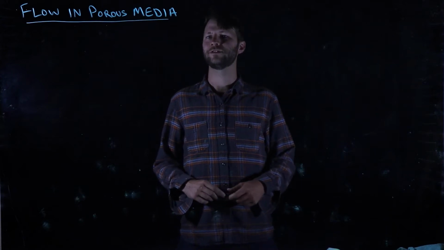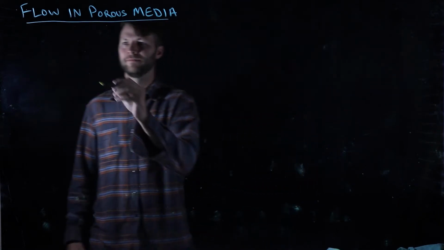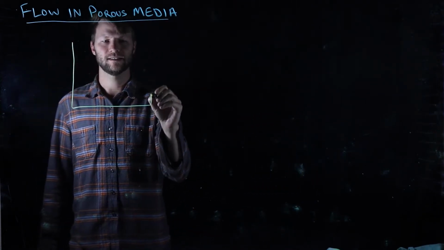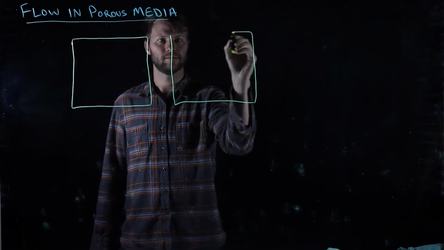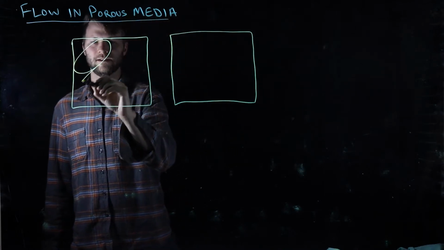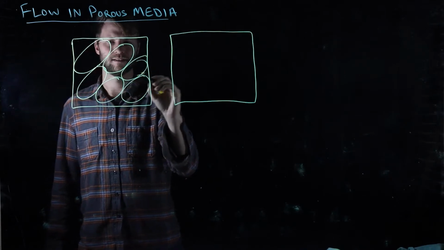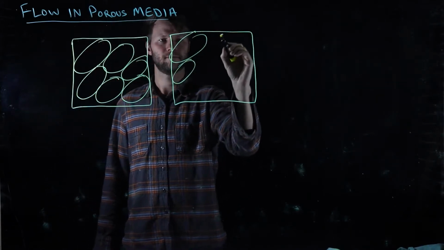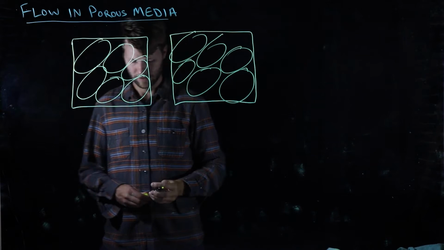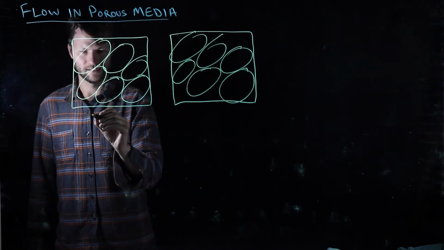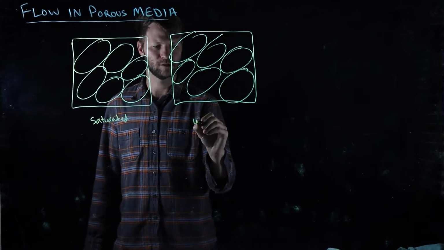I would like to invite you to do a thought experiment with me now and consider the following. Let's say you were to take a box of porous media and duplicate it. So you had two identical boxes and they've got some pores and some grains inside here. They're supposed to be the same, all else equal. And the first box is going to be saturated, and the second box is going to be unsaturated.